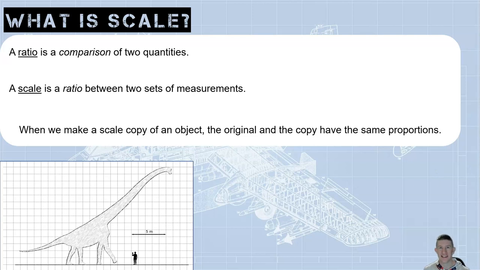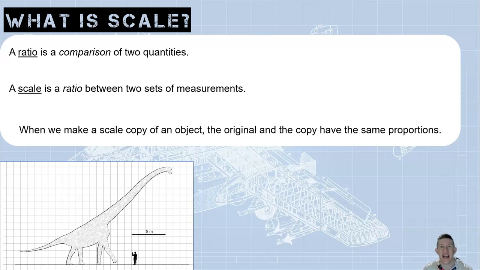So firstly, what is a scale? A ratio we've talked about is a comparison of two quantities. A scale, however, is a ratio between two sets of measurements. So very, very similar to what a ratio is. And it's really just that, but we're specifically talking about converting one measurement to another measurement to get a scale.